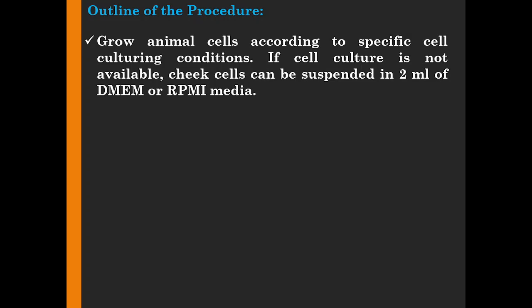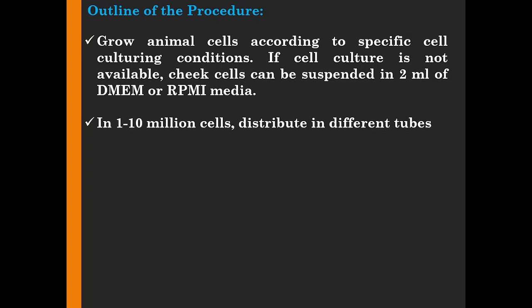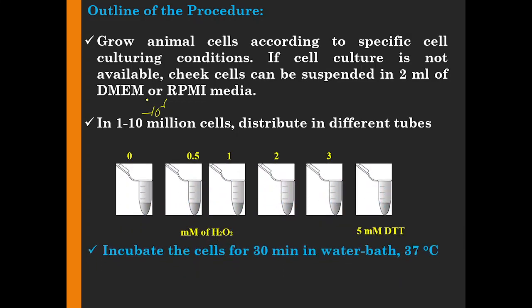Any medium can be used. For cheek cells, DMEM or RPMI medium with specific antibiotics or glutamine can be added. The number of cells is roughly 10^6 cells. Then we take 4 or 6 microfuge tubes, which is shown here. In the first microfuge tube, no hydrogen peroxide has been added. Then an increasing concentration of hydrogen peroxide is added, and another treatment we are using is dithiothreitol. So 1, 2, 3, 4, 5 and 6.